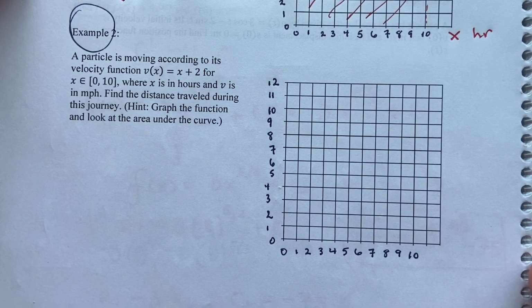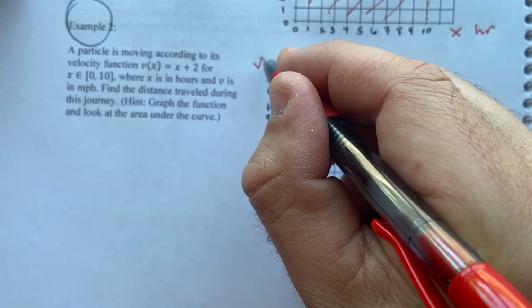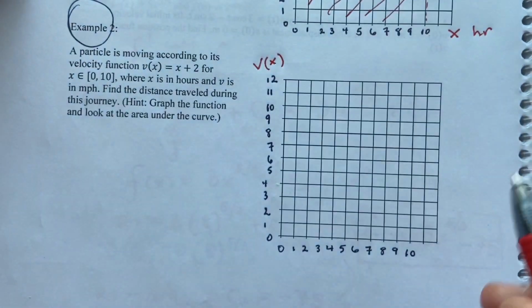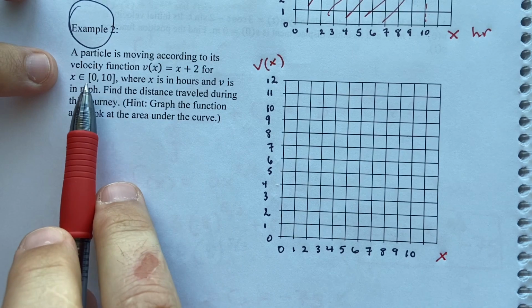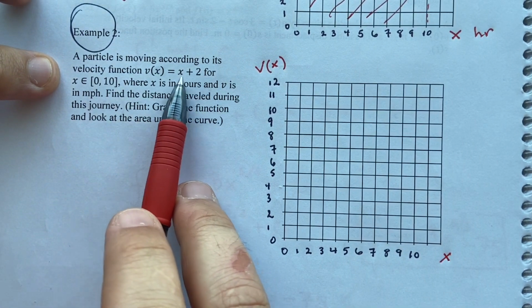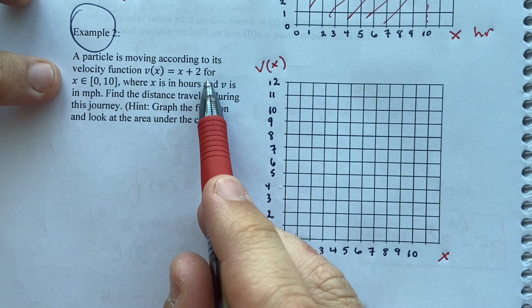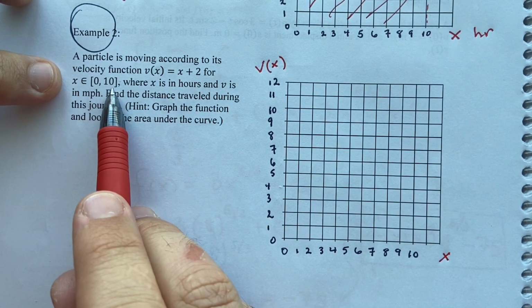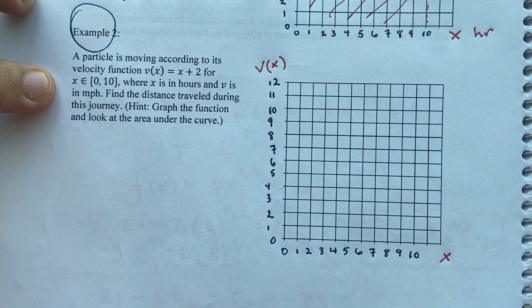Example 2. So again, I'm going to think of this as my v of x axis, and this is my x-axis. Let's see what it says. A particle is moving according to its velocity function. So again, it's v that we're given. And this time it's x plus 2, so it's a non-constant velocity in this case, for x in 0 to 10, where x again is in hours and v again is in miles per hour. It says find the distance traveled during this journey.